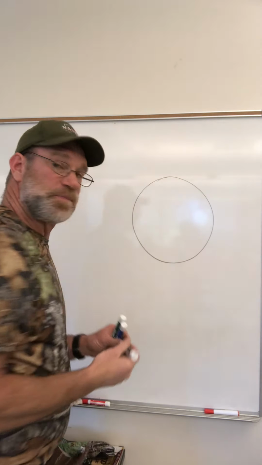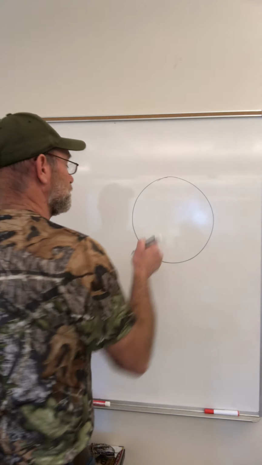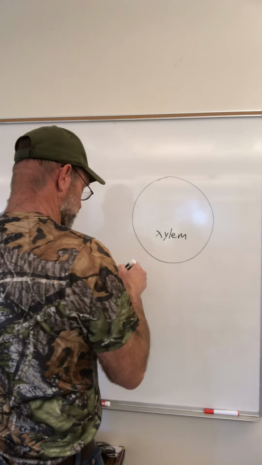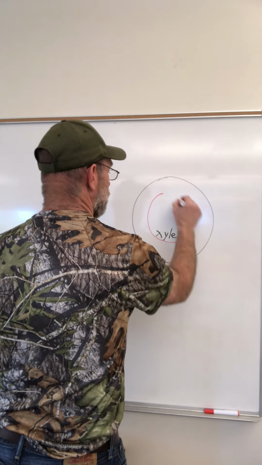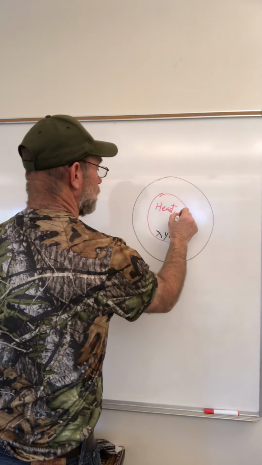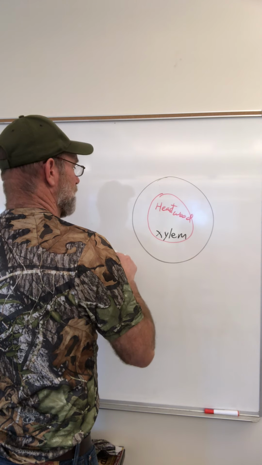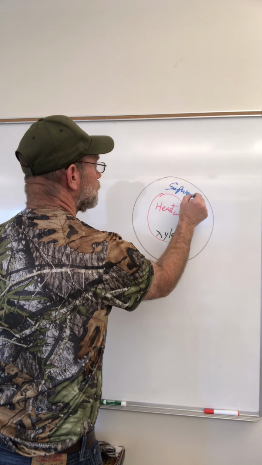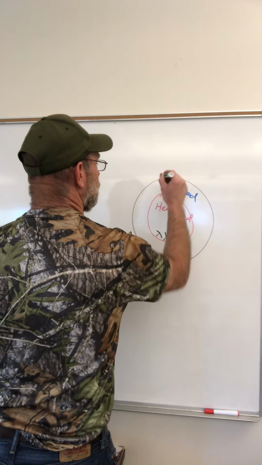We have a stem. Most of the cross-section of that stem is made up of xylem, right? So this is the xylem. And that xylem is divided into two zones of heartwood and sapwood. So this would be the heartwood. And then we have sapwood outside that.